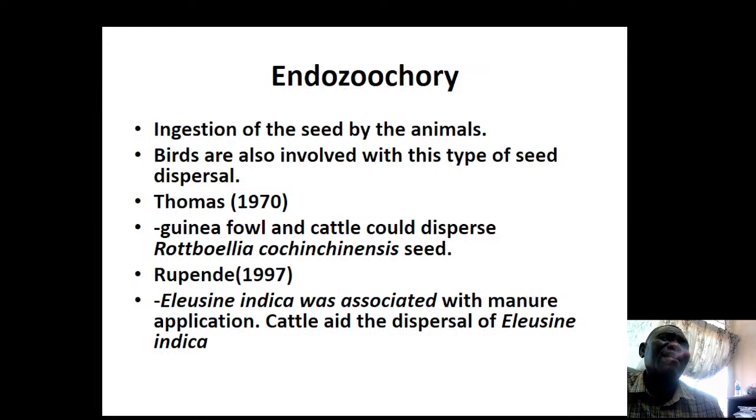Because these birds, guinea fowls, could eat a lot of seed. Cattle also grazed this grass. Rupend also found that Leucas indica was associated with manure application. So cattle could aid the dispersal of Leucas indica.